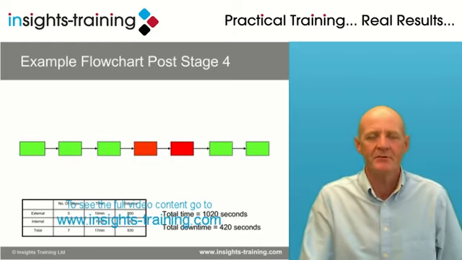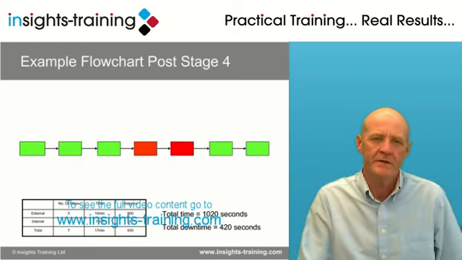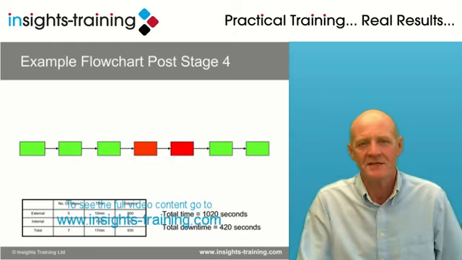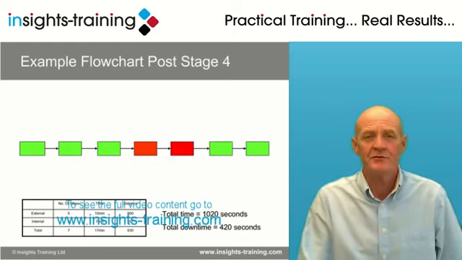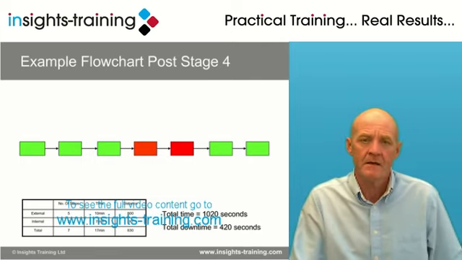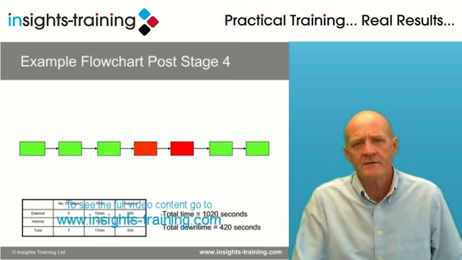So again, in my example, the time is down to 17 minutes now from the 60 minutes we had at the beginning, which is 1020 seconds. My internal time is down to 7 minutes or 420 seconds from the 55 minutes we had at the beginning. So stages 1 to 4 have given us some significant improvements. So on to stage 5.